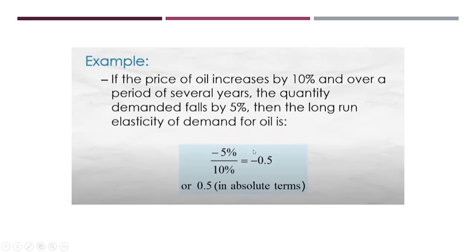So, what we will put in the first part of our equation is the quantity demanded, which is 5%. But since this is a fall, it means our change is negative 5%. Divided by the 10% change of price in oil equals negative 0.5, or 0.5 in absolute terms. So that means our elasticity of demand is 0.5.